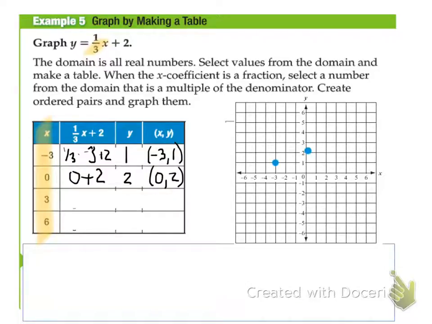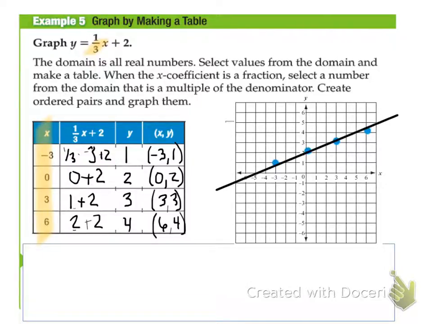Plug in a 3. 3 times 1/3 is 1. Plus 2 is 3. So it gives us the point at 3, 3. Graph it, 3, 3. Things are looking good. They're making a nice line. Plug in a 6. 6 times 1/3 is 2. Plus 2 is 4. So that's the ordered pair, 6, 4. And we can put that one on our graph as well. Connect it with a beautiful line. A little crooked there, but you get the idea. Arrows on the end.